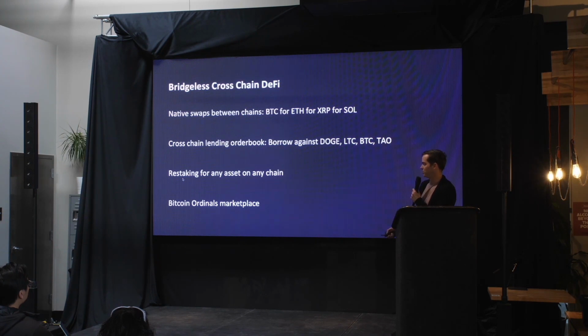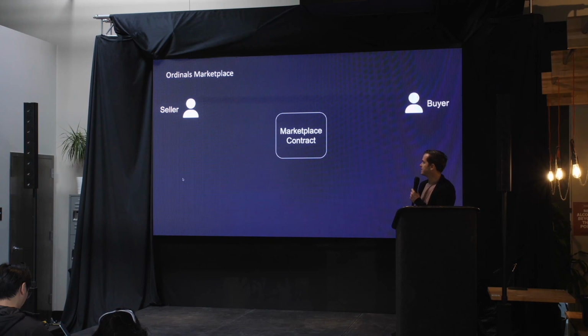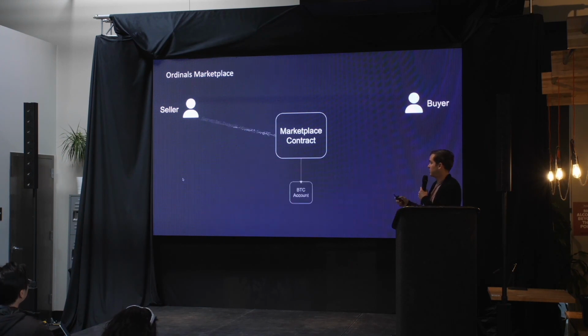And then finally, we'll walk through this example of how you can build a Bitcoin ordinals marketplace in a trustless way. To paint this picture for you, let's imagine that we have a seller of an ordinal, a buyer of this ordinal, and we'll use USDC since there aren't really any marketplaces yet that you can use USDC for. And then we're going to have this marketplace contract. This marketplace contract is basically a Near account, a smart contract account, living on the Near blockchain.